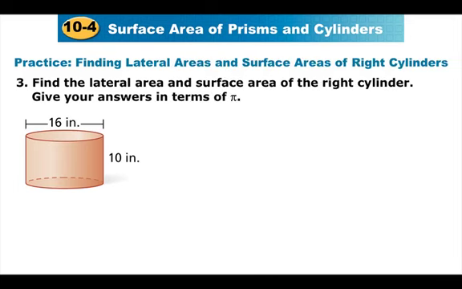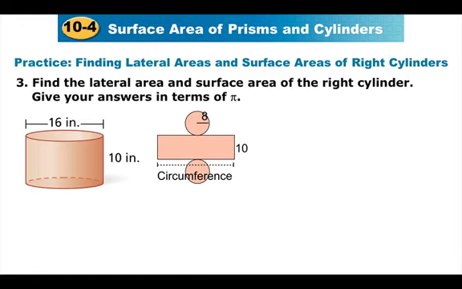Number 3 says find the lateral area and surface area of the right cylinder. Give your answers in terms of pi. So first thing we're going to do is we're going to create a net. This is the net you should be able to draw. And notice that the distance from here to here is 8. Now this is 10, which means that this is 10. What is this going to represent?